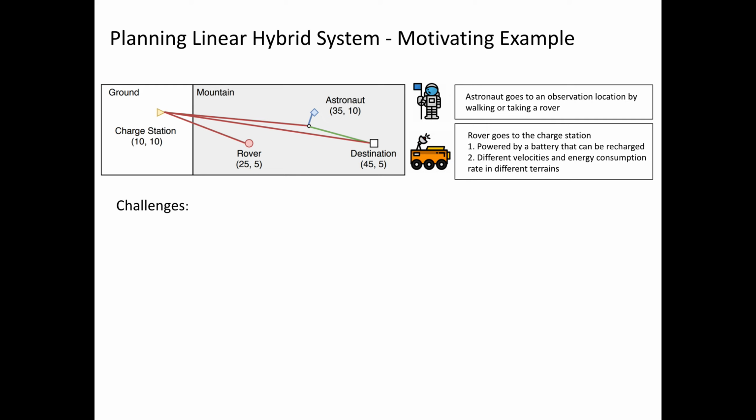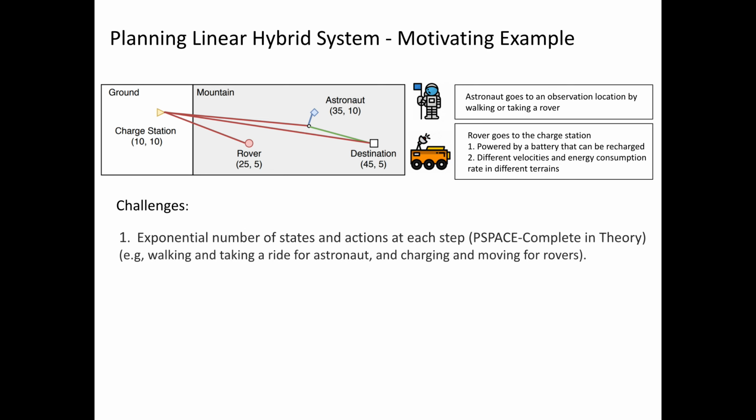Here, I summarize the difficulties of solving these hybrid planning problems as 4 factors. First, only considering discrete mode transitions is PSPACE-complete. In our example, we have 2 modes, walking and riding, for the astronaut, and 4 modes for the rover. So there are 8 modes in total. If we consider n steps, there are 8^n different plans.